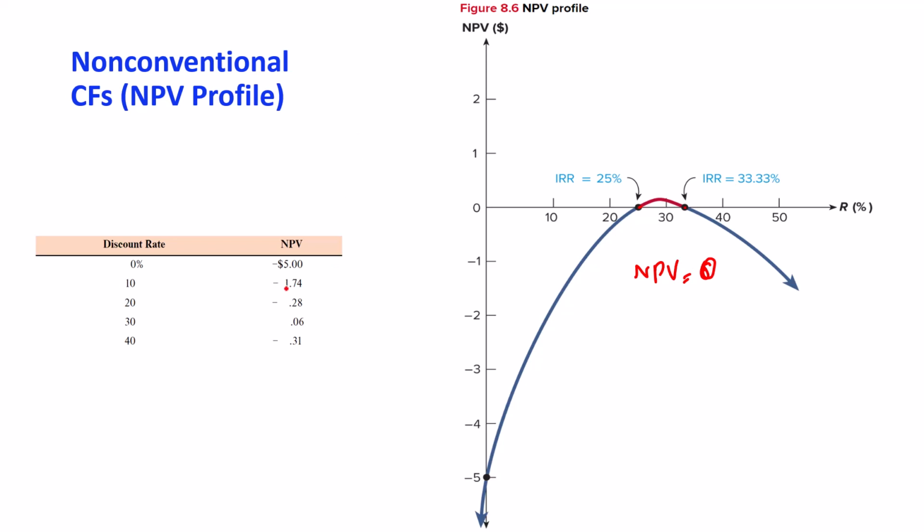And the NPV profile, as you can see, at 25% turns to 0 and then again back to negative. So only between 25% and 33.3% you will have positive NPVs. That's why we can't use the IRR rule in a situation when we have non-conventional cash flows.